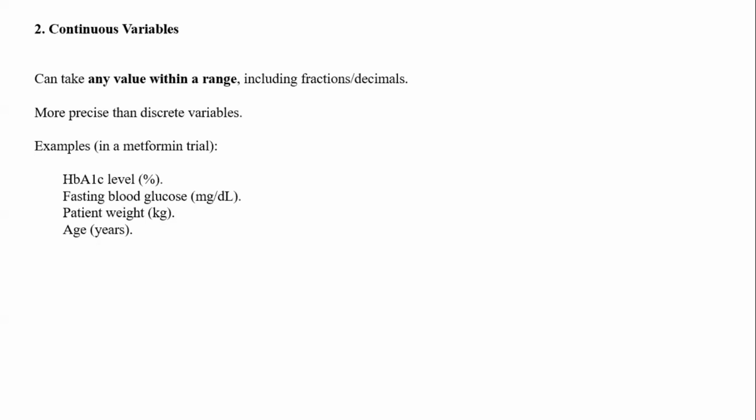The fasting blood glucose is also the same. The patient's weight also falls under the continuous variable. Let's say the patient may weigh 80.5 kg, or 80.9 kg. What about the age of the patient? The age of the patient also falls under the continuous variable. For example, the patient is 10 years and a half, or 6 months. All that falls under the continuous variable.